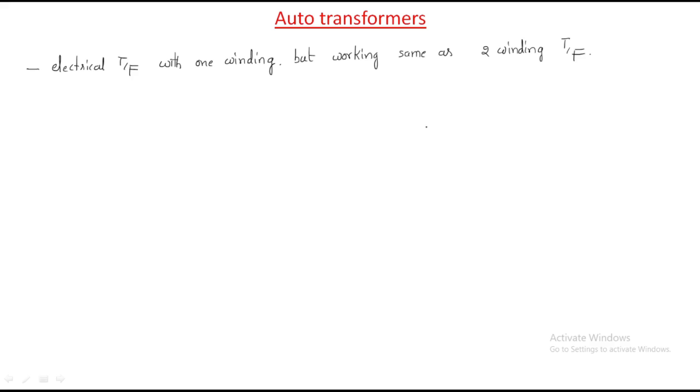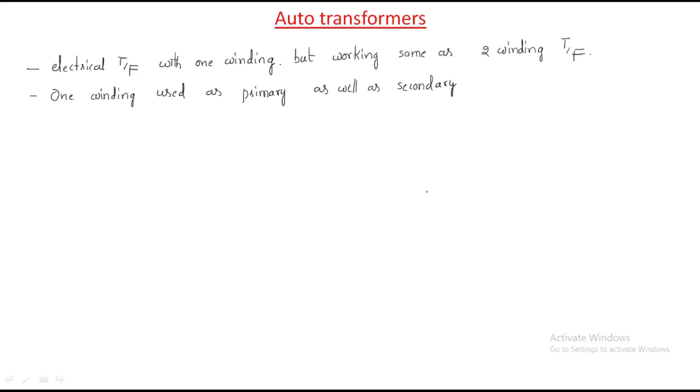And here, how is the single winding working? One winding is used as the primary as well as the secondary winding. Only one winding we can use as both the primary winding and the secondary winding.